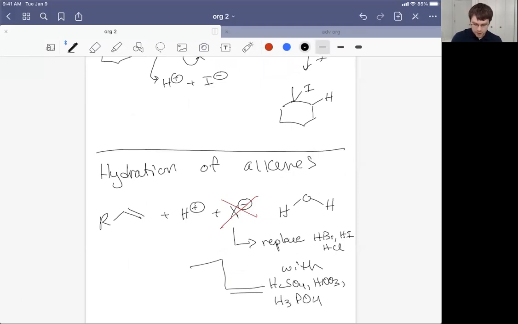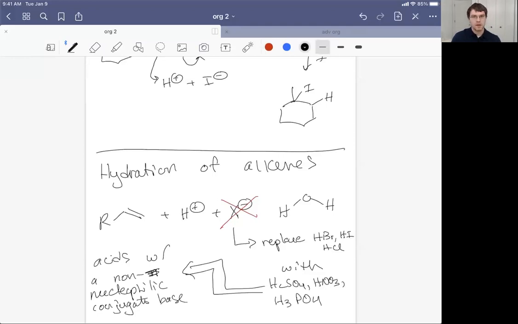And these are, I'll just say this, acids with a non-nucleophilic conjugate base. That is, the conjugate base is the negatively charged thing that results when we lose H plus during an acid-base reaction. So we lose H plus, we get something that's negatively charged. That thing is the conjugate base.